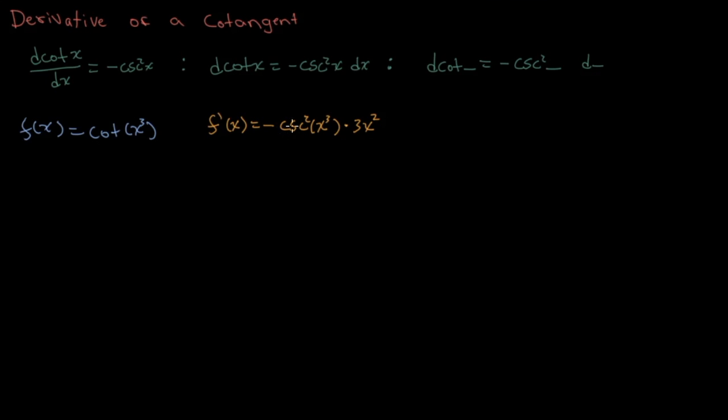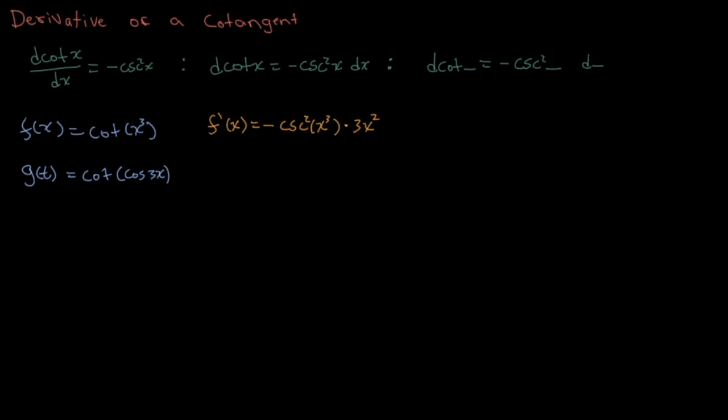And there you have it. If I wanted to, I can also bring this 3 up front and clean it up a little bit. But we're just going to move on to the next example, where you're given a function g of t, we'll call this function g of t, equal to cotangent of cos 3x.